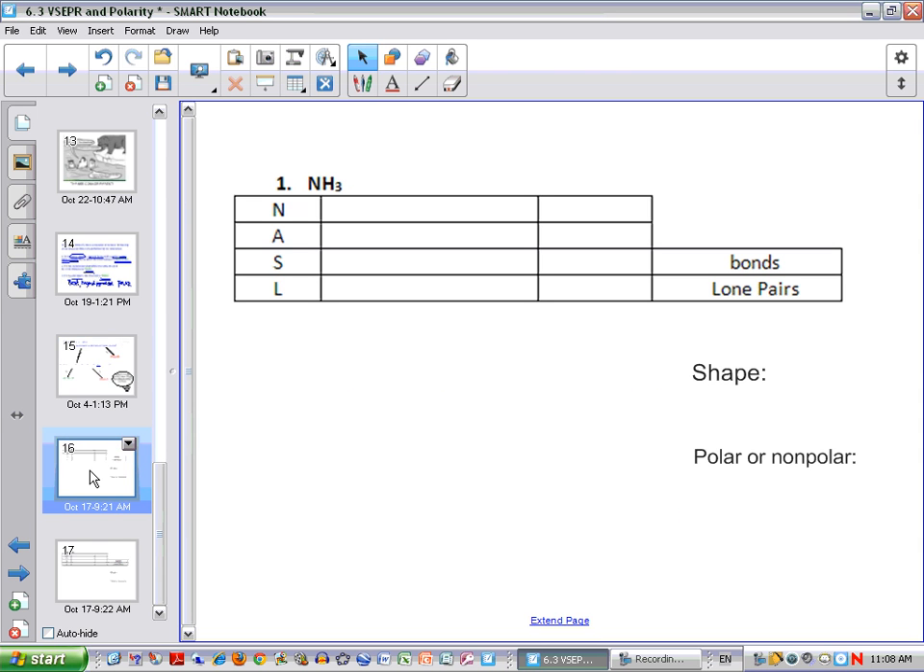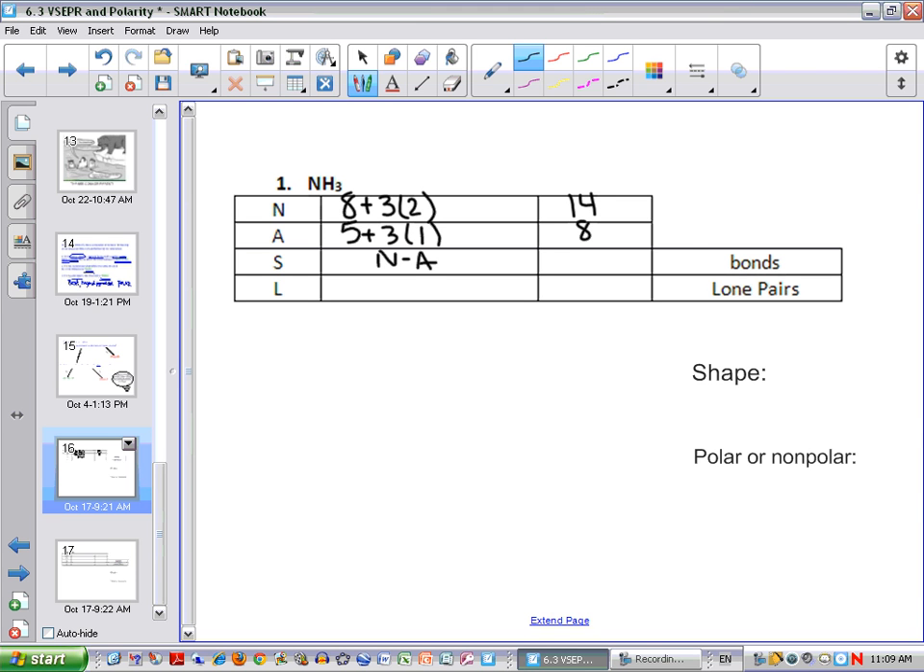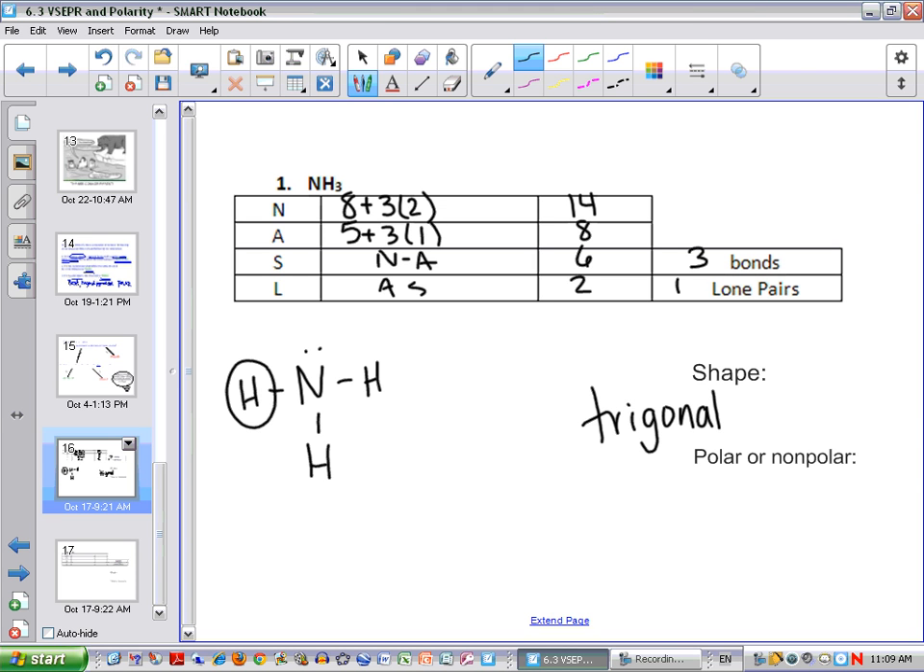So let's do a couple examples. NH3, we've NASL'd this one before. Once again, 8 plus 3 times 2 comes out to 14. 5 plus 3 times 1 comes out to 8. N minus A is 6, so 3 bonds. A minus S is 2, so 1 lone pair. So I have N bonded to 3 hydrogens, and I've got 1 lone pair. So its shape, this is exactly what you're going to do on your homework, will be trigonal. It's got 3 things attached, but because it has this lone pair, it's going to push those 3 things down, make it look like a pyramid. Trigonal pyramidal.